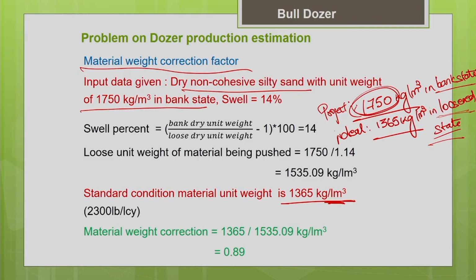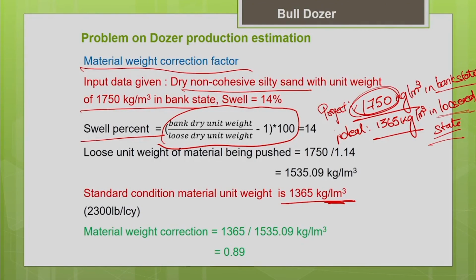Okay. So, how to convert the bank density into the loosened density? I can make use of the swell percentage value given. So it helps you in the conversion. Swell percentage is nothing but bank dry unit weight divided by loose dry unit weight minus 1, into 100. That gives you swell percent. So from the bank state, how much it has expanded to loosened state, that's what is swell percent. Okay. So when you excavate the soil from the natural state, when it gets loosened, how much it swells or expands, that is what is swell percent. Okay. So that's what it's given as 14%.